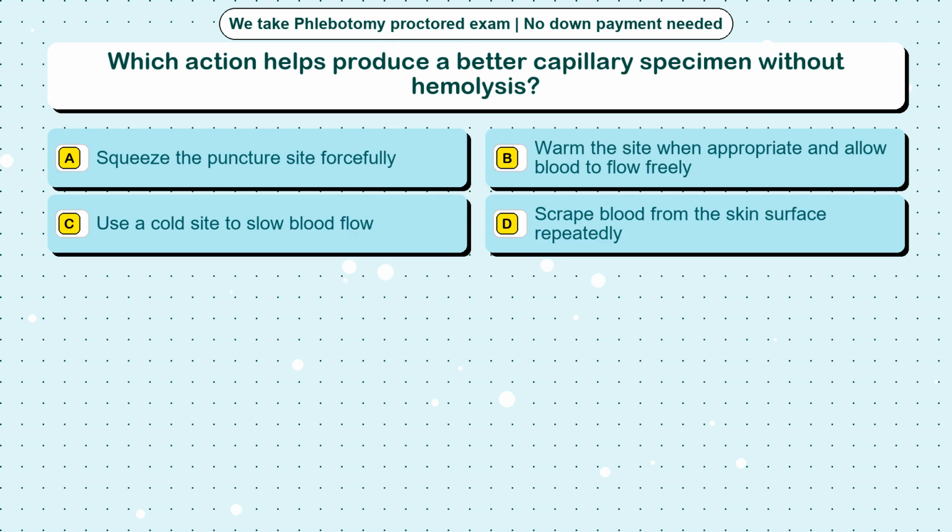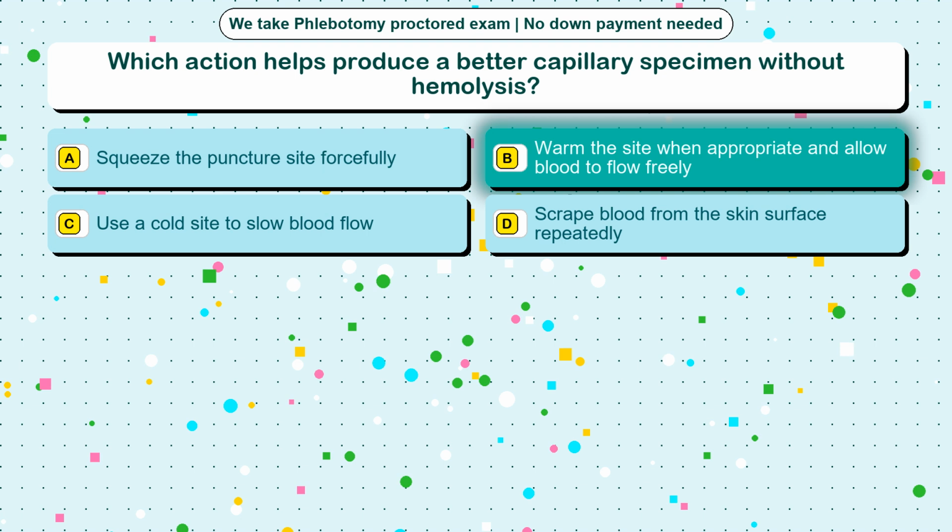Question 40. Which action helps produce a better capillary specimen without hemolysis? Option A. Squeeze the puncture site forcefully. Option B. Warm the site when appropriate and allow blood to flow freely. Option C. Use a cold site to slow blood flow. Option D. Scrape blood from the skin surface repeatedly.